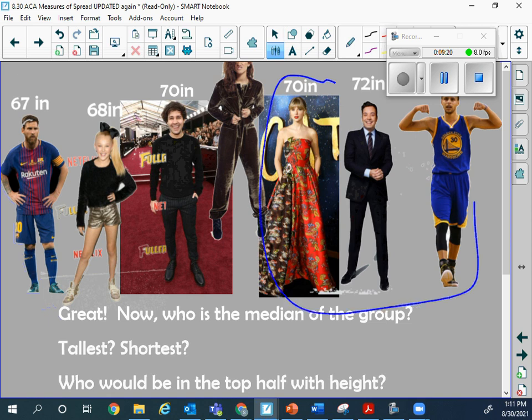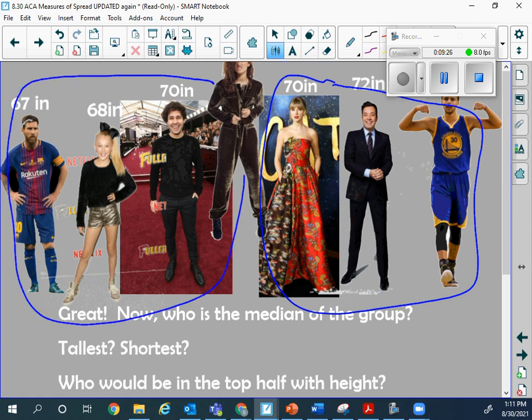Who's the shortest? Messi. Okay, who is in the top half with their height? All of these are in the top half, right? Who's in the bottom half? These guys, right? Now, what we want to know is who is the median of the bottom and the median of the top. Who's the median of the bottom?